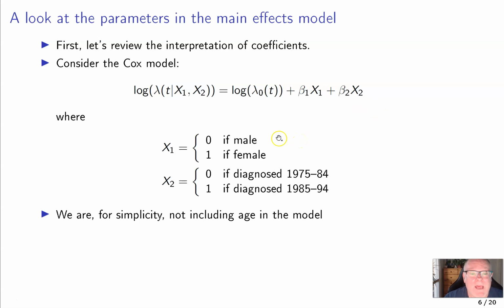Let's imagine we have sex, which is x1, coded as 0 for male and 1 for female, and period, which is coded as 0 if you're diagnosed in the early period, 75 to 84, and 1 if you're diagnosed in the late period, 85 to 94. When we're looking at interactions, it's much easier if our binary covariates are coded as 0 and 1, rather than 1 and 2.